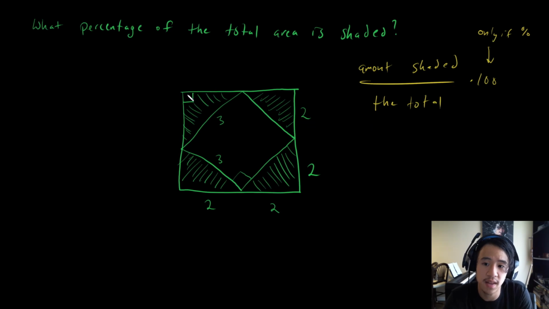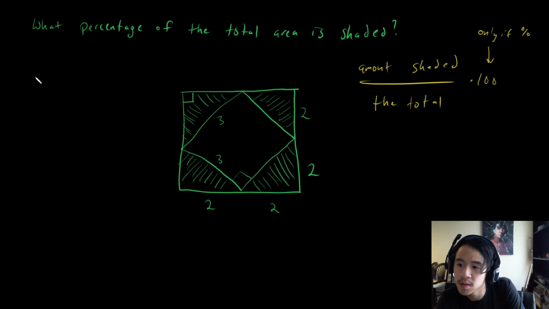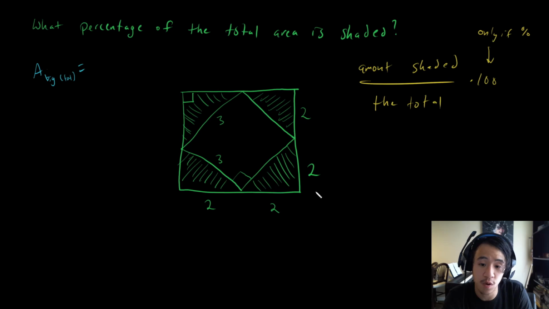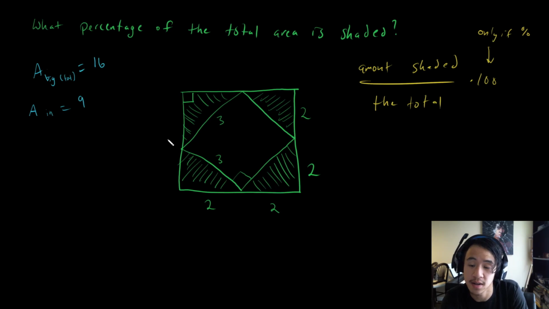So let's go ahead and find the area of the big square, or we could also call this total. So the big square has a side length of 4 and a side length of 4. So it's going to be 16, whatever units squared, doesn't really matter. And the area of the inside is going to be 3 times 3, which is 9.